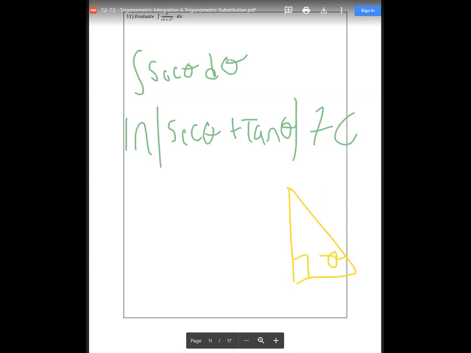From the beginning, we knew that x is equal to 3 tangent of theta. This means that tangent of theta is equal to x over 3. So we already have one done. We just need to figure out what secant of theta is.